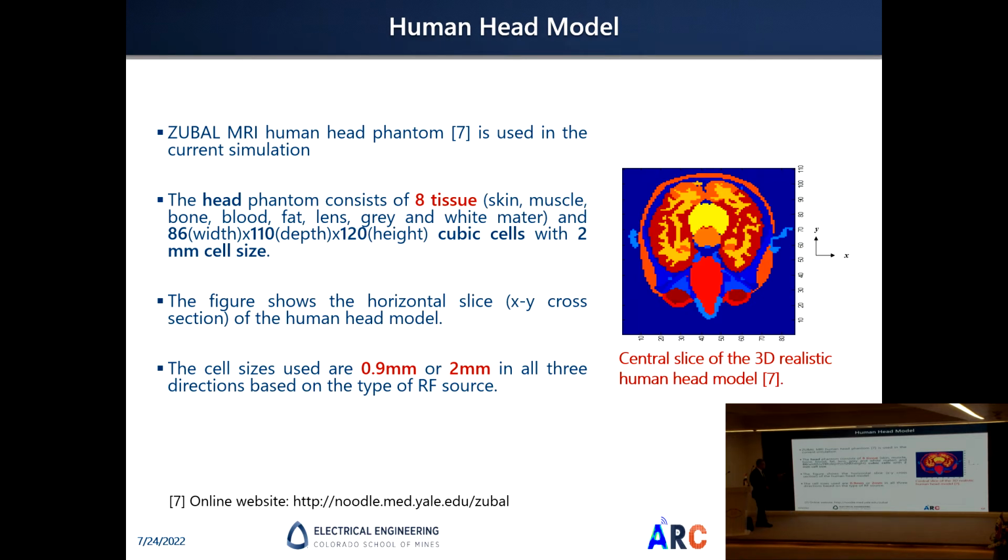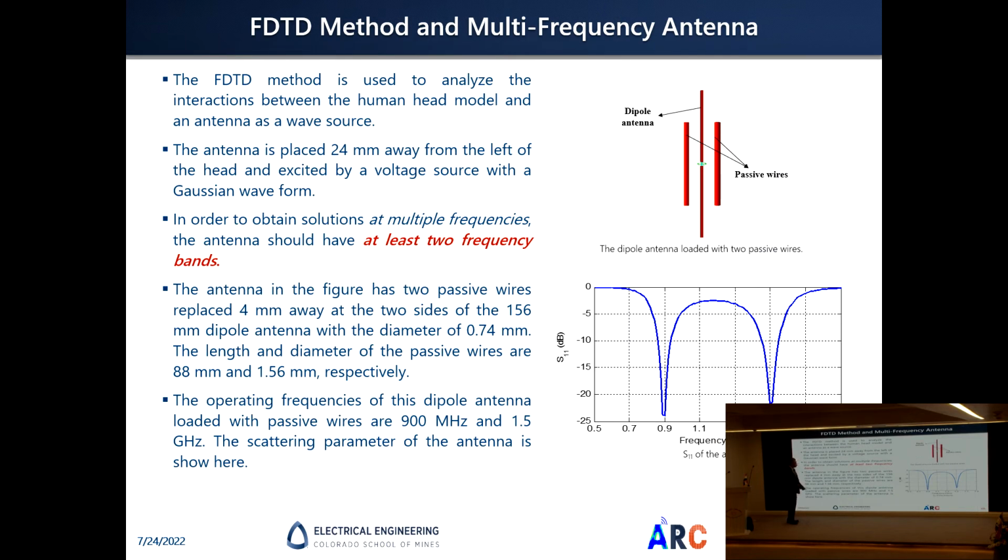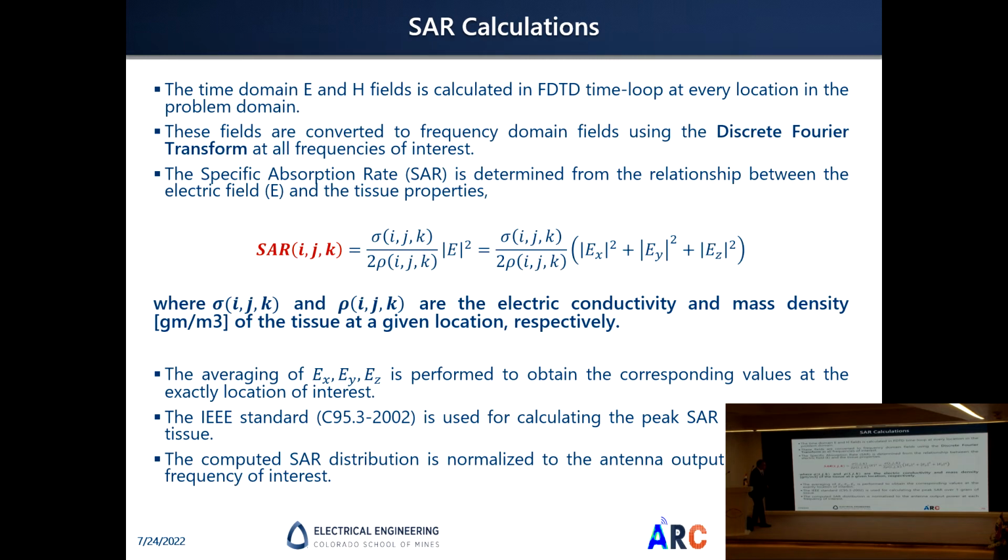We used 8 tissues, and the discretization was 0.9 millimeter or 2 millimeter in some applications. I'm going to show you which one is which. And to prove that we are using a dispersive code that's operating at different frequencies: a single dipole antenna is going to resonate at lambda by 4. But when we put those two parasitic elements, we forced the dipole antenna to operate at 0.9 and 1.5 gigahertz, two of the cellular phone frequencies.